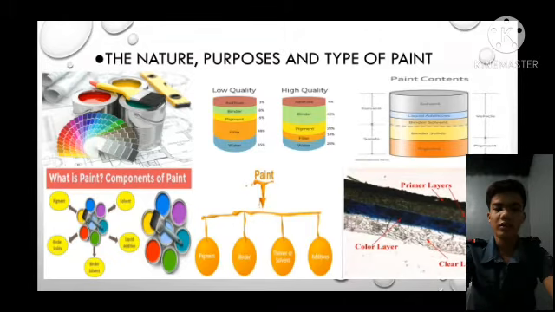And the paint contents. The paint contents are solvent, liquid additives, binder solvent, binder solids, and pigments. And the components of paints are pigment, solvent, liquid additive, binder solvent, and binder solids.